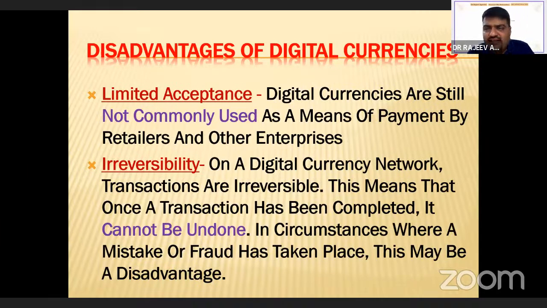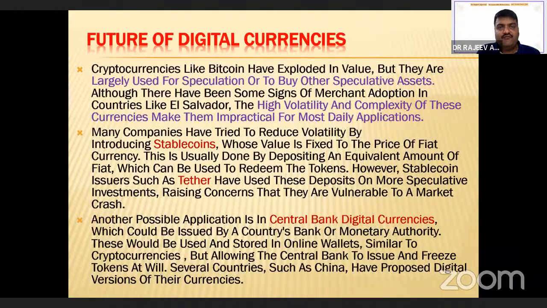Once a transaction has been done, irrespective of what you want, or even if you are wrong, it cannot be reversed. So once your transaction is done, the person who has got the currency, it will be his. You cannot do anything. That is the biggest disadvantage. Now, the future of cryptocurrencies: they are largely used for speculation or to buy other speculative assets.